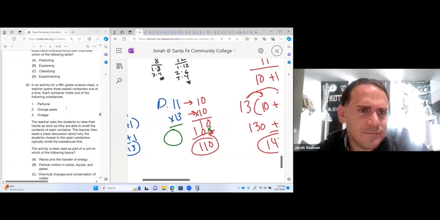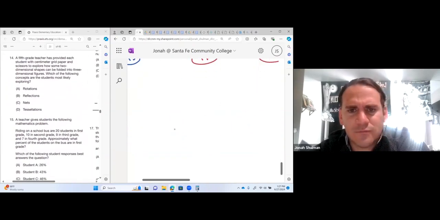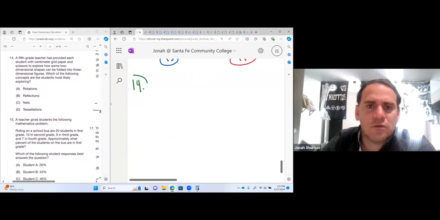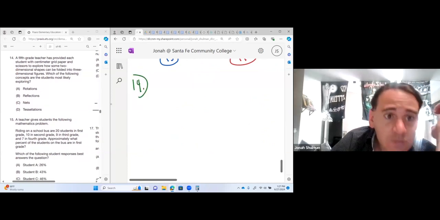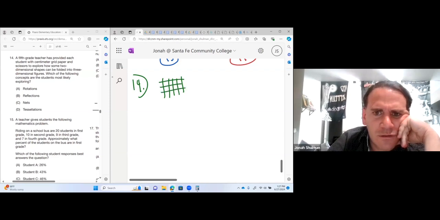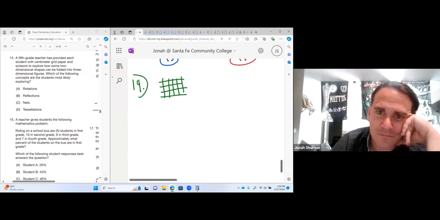All right, let's go to 14. All right, 14. Let's see what we got. 14 is a geometry question. A 5th grade teacher has provided each student with centimeter grid paper. Okay. Got our grid paper to explore how 2-dimensional shapes can be folded into 3-dimensional shapes. So let's say we're folding a square into a cube.